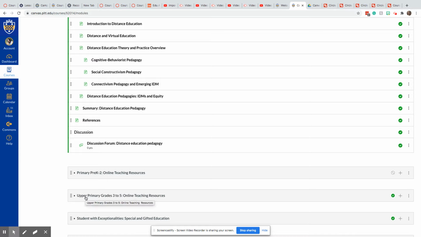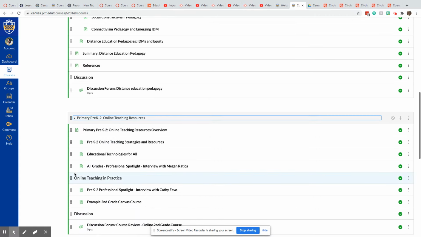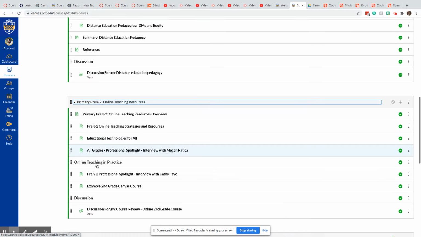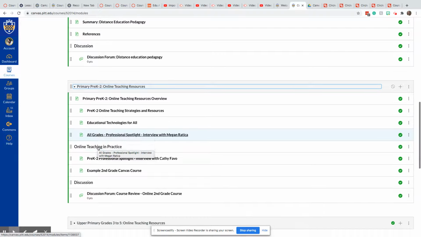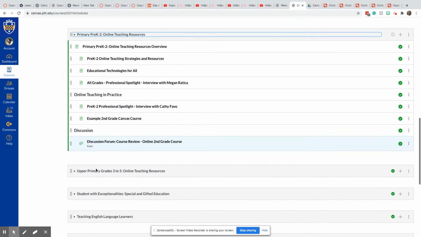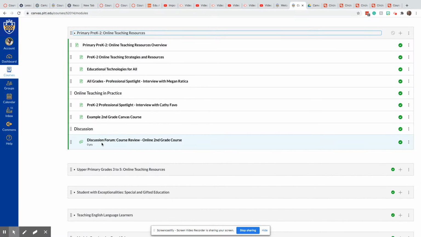So I only want you to choose one of those for now. Again, you'll have this as a resource later. You can come back to it. Both of the modules are set up in the same way, where there's an overview, there's some strategies, some information about technologies for all. There is an interview with a teacher, and then a discussion of a course review.